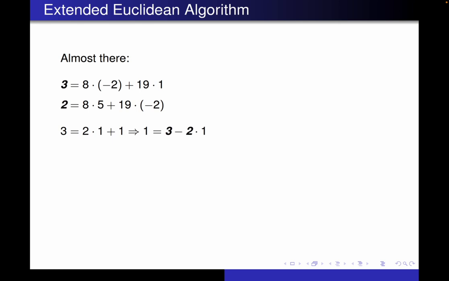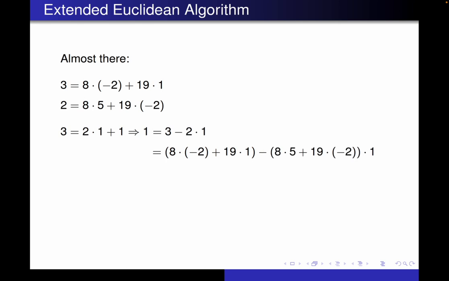And now notice that we have a 3 and a 2 in that equation, but we also have an expression for 3 and an expression for 2 in those first 2 lines. So we're going to replace those in just like we did before. It's going to be a big old mess. So that's what we replace our 3 with, 8 times negative 2 plus 19 times 1. And then we also replace our 2 with 8 times 5 plus 19 times negative 2. And now we play the same game as before.